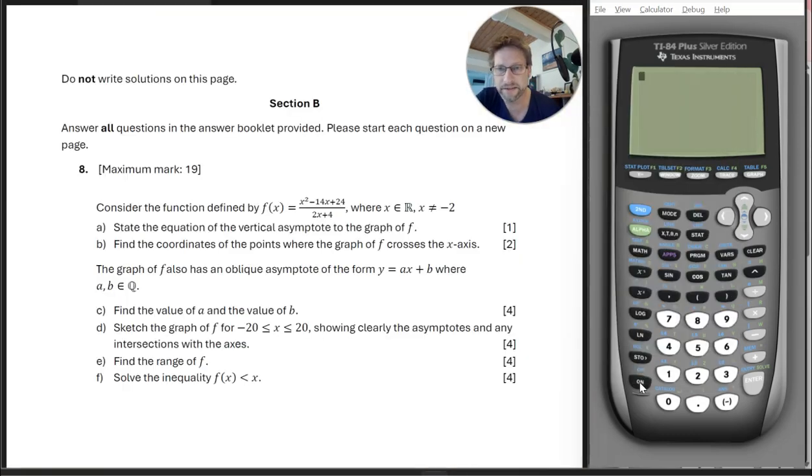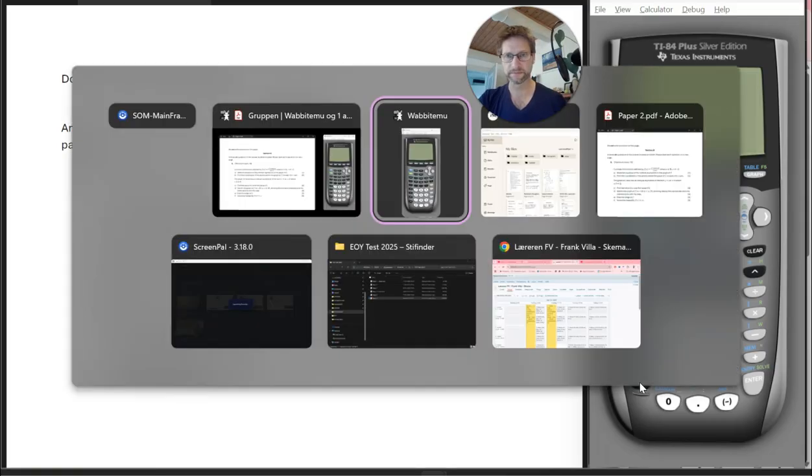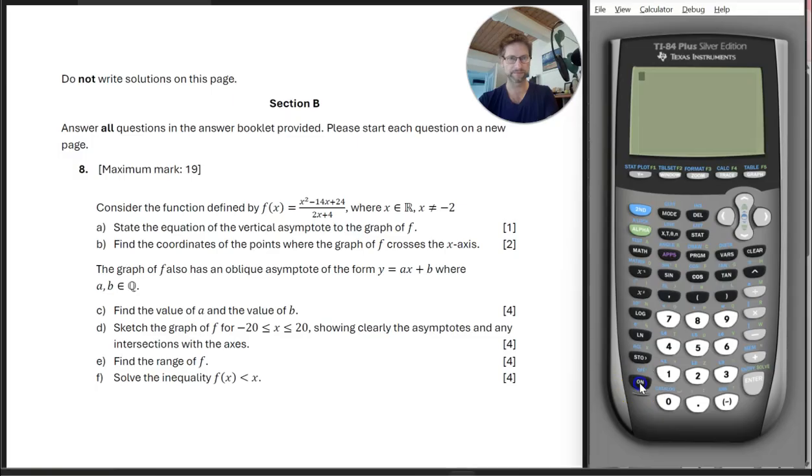Question B says find the coordinates of the points where the graph of f crosses the x-axis. And to cross the x-axis, we want the function value, that's the y-coordinate, to be 0. So the function needs to be 0, and since it's a fraction it can only be 0 if your numerator is 0. So we have this x squared minus 14x. I'm going to try and write that up. Actually, we can put it into the calculator. So we will need the calculator anyway.